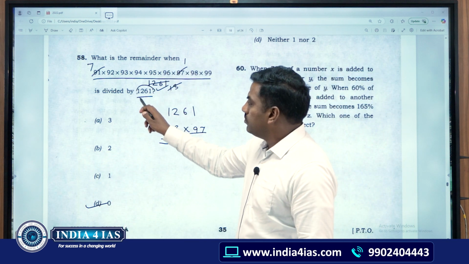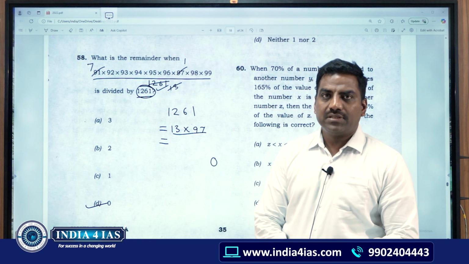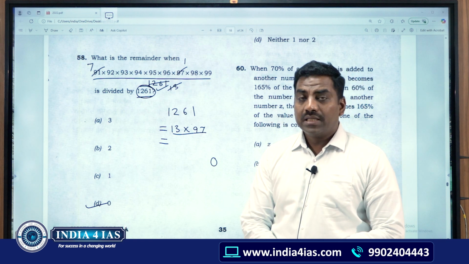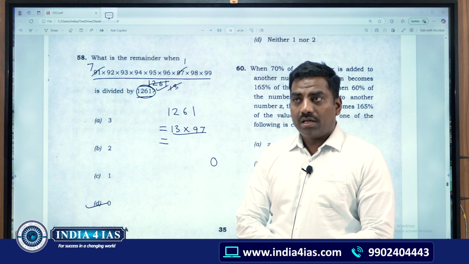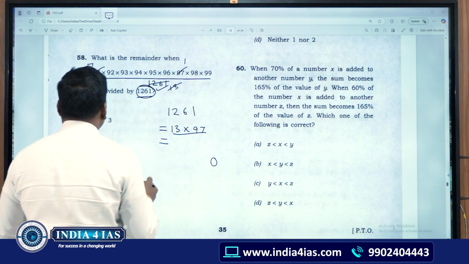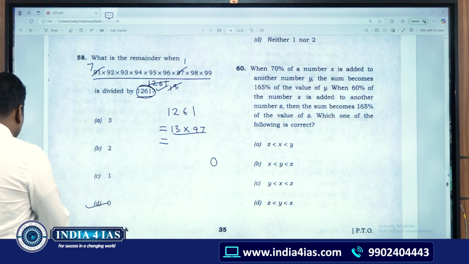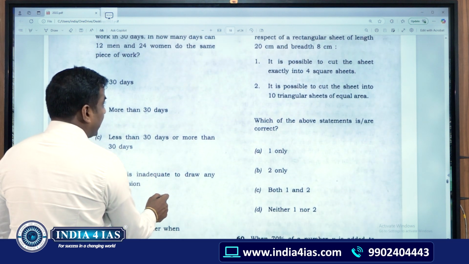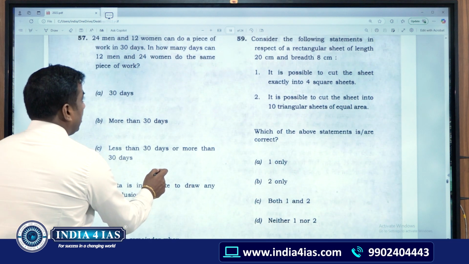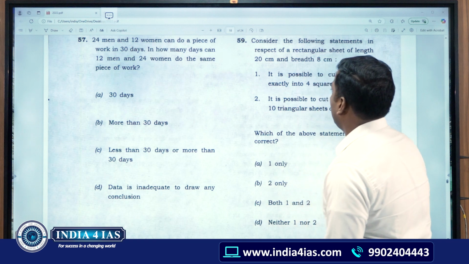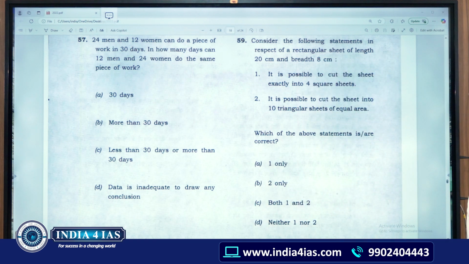The only thing we have to do is decipher this 1261, so that the remainder will be equal to 0. So this is no tricky problem. Just we have to know the division and we have to know how to factorize a number. Next question, 59th. Consider the following statements with respect to a rectangular sheet of length 20 centimeter into 8 centimeter.